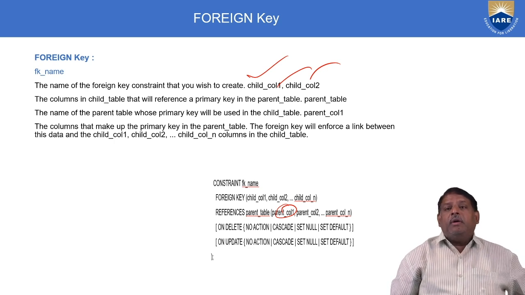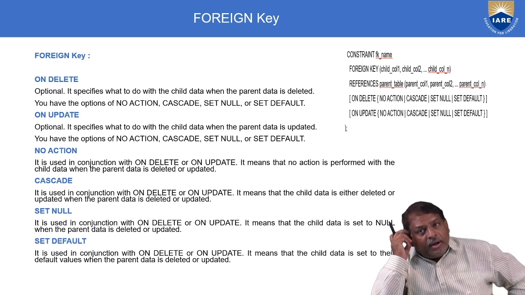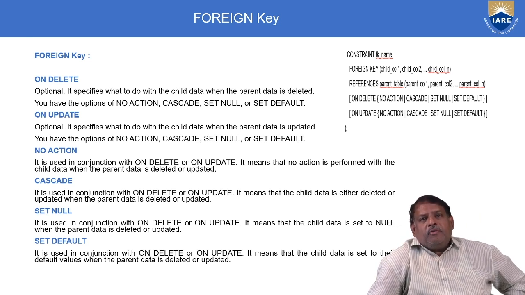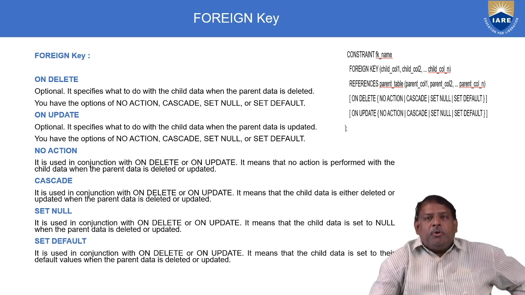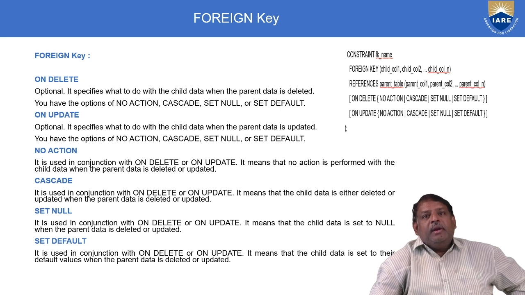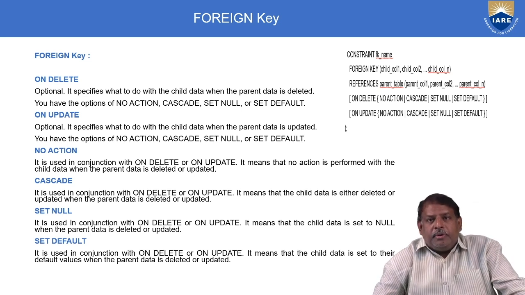Now let us see the default, on delete no action. Once we have created the foreign key, we have a couple of options given. On delete, what should happen? Optional. On delete, it specifies what to do with the child data when the parent data is deleted. You have 2 tables, primary and foreign, on the child table. What should happen when the parent data is deleted? Here on delete we have 4 options: no action, cascade, set null, or set default.